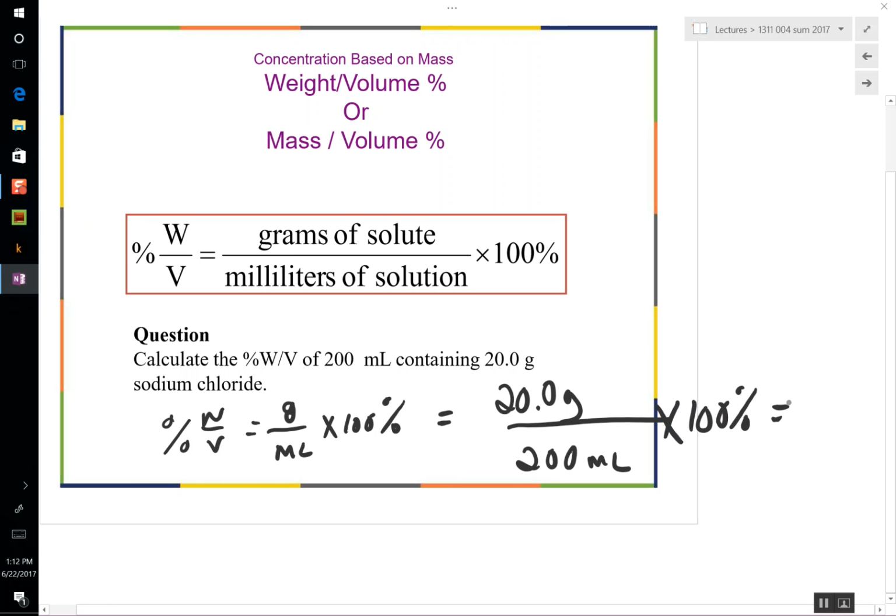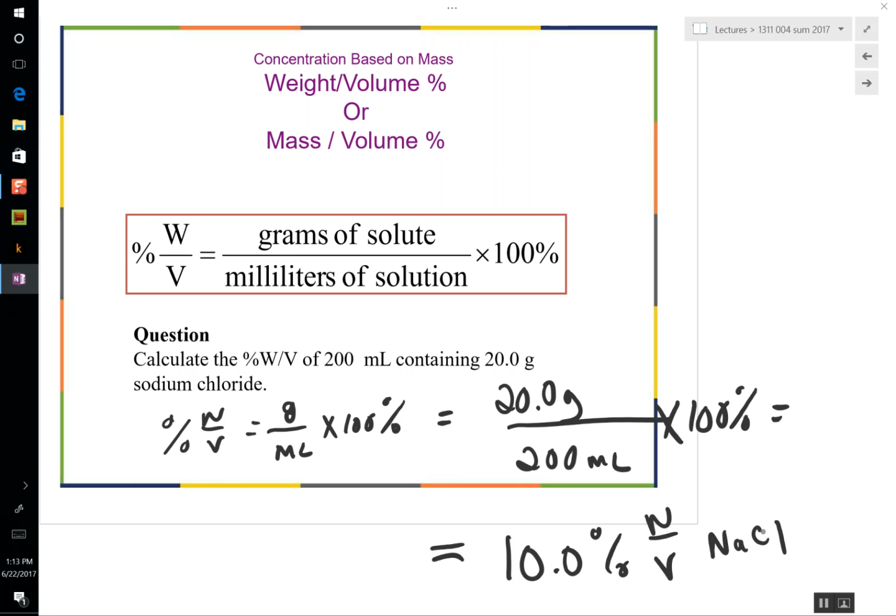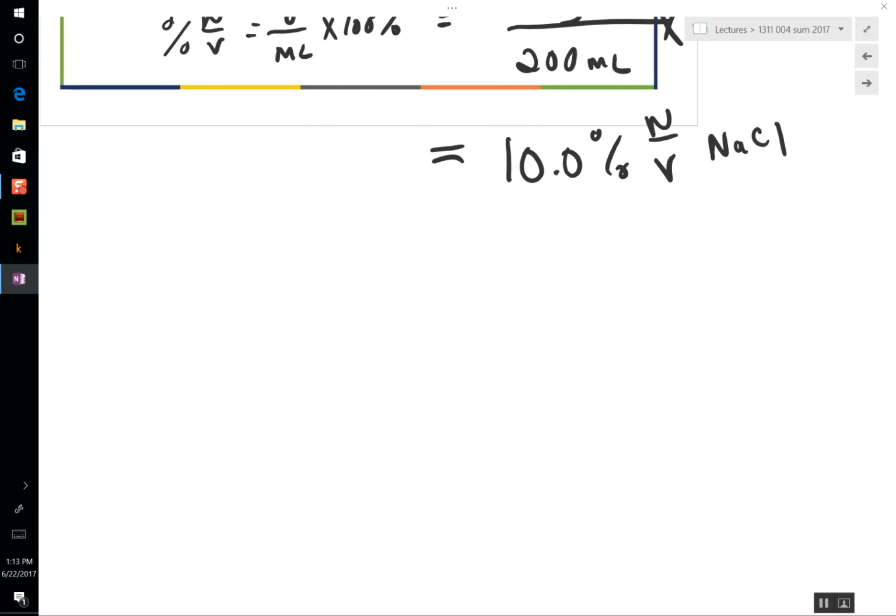All right, so this is the definition of weight volume percent. It's the weight of the solute per volume of the solution. You could almost do this in our heads. So this is a 10% weight volume NaCl solution. Is that what it is? Yeah, sodium chloride. 10% sodium chloride. Saline.